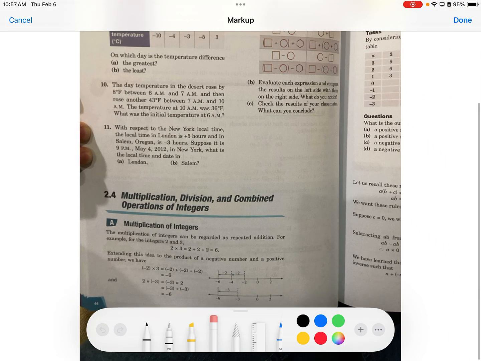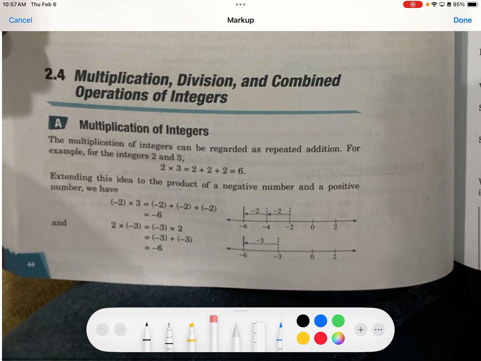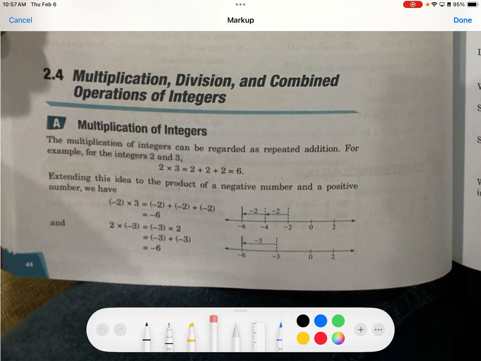All right. The multiplication of integers can be regarded as repeated addition. For example, for the integers 2 and 3, we have 2 times 3. So that's 2 plus 2 plus 2, which equals 6. We could see that right there.